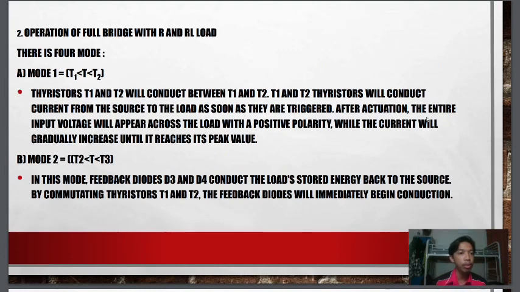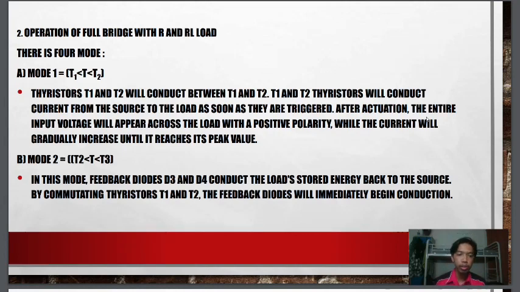We go to the operation of the full bridge with R L load. There are 4 modes. Mode 1: T1 and T2 will conduct current from the source to the load as soon as they are triggered. After actuation, the entire input voltage will appear across the load with a positive polarity, while the current will gradually increase until it reaches a peak value.